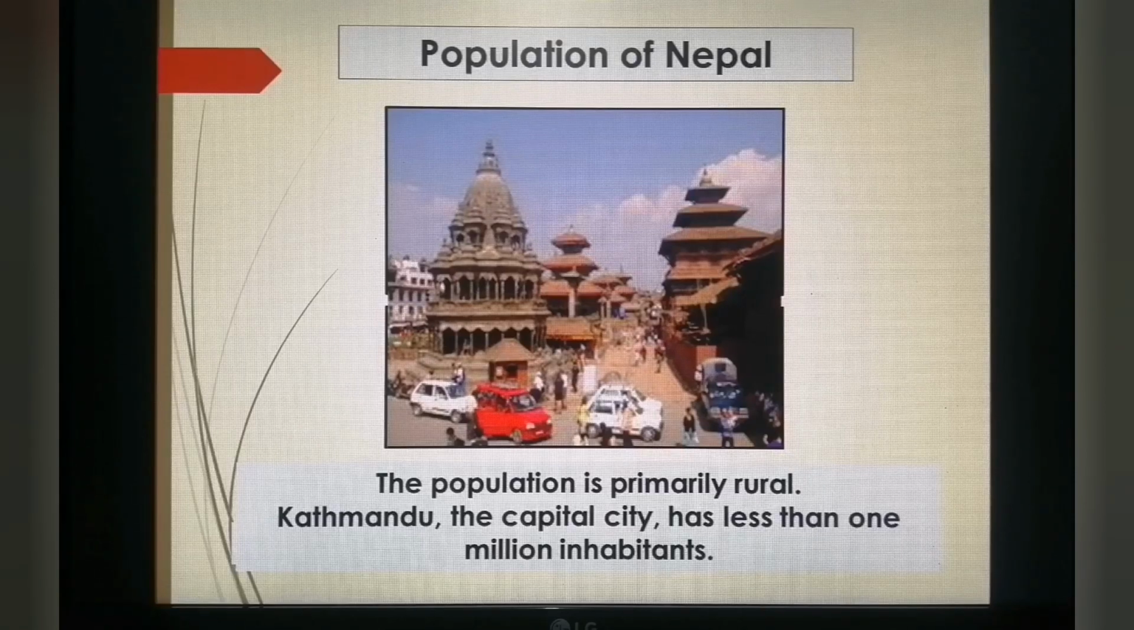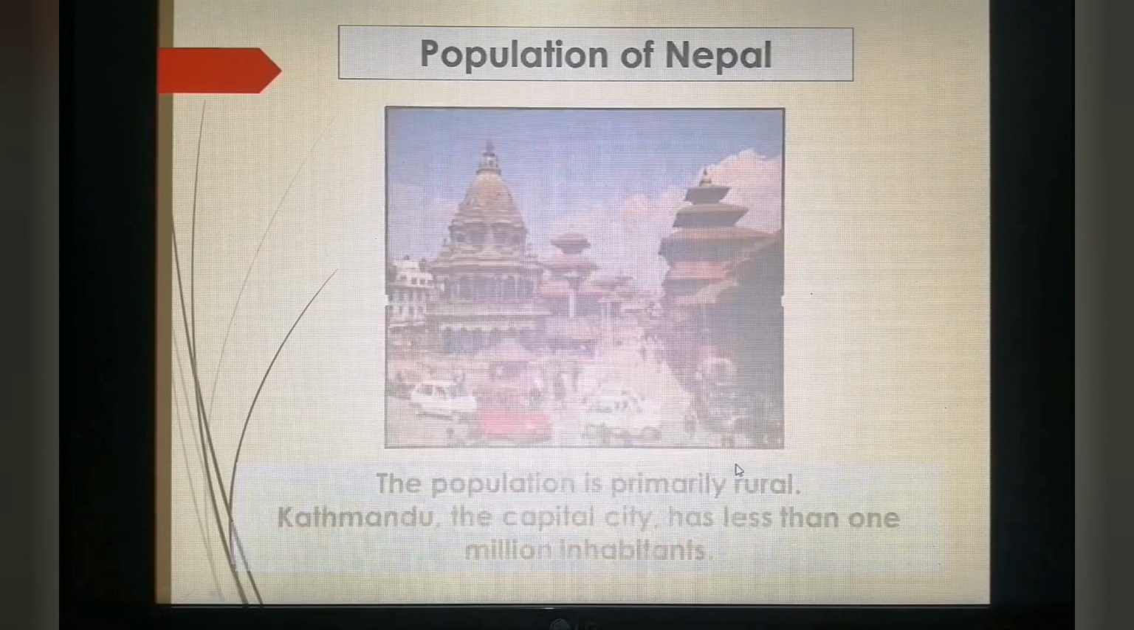The population is primarily rural. That means most of the people of Nepal live in villages. Kathmandu, the capital city, has less than 1 million inhabitants. Students, think of our capital Dhaka. It is the home of 1.5 crore people. But the capital city of Nepal, Kathmandu, is the home of less than only 1 million inhabitants.